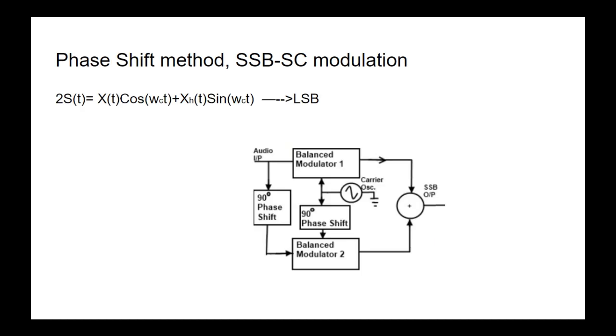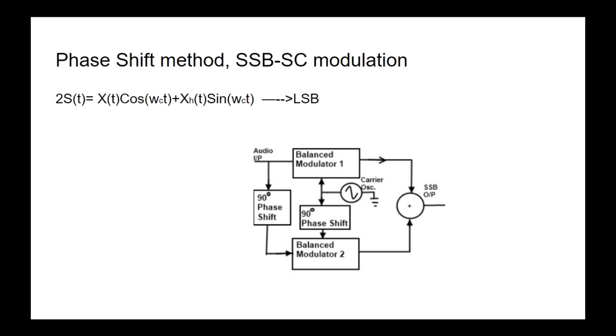The second method is phase shift method. Earlier we had seen the mathematical formula 2s(t) is equal to x(t) cos omega ct plus xs(t) sin omega ct for lower sideband, where xs(t) is the 90-degree phase shift version of the message signal. So the block diagram of the phase shift method single sideband suppressed carrier modulation scheme is shown here.